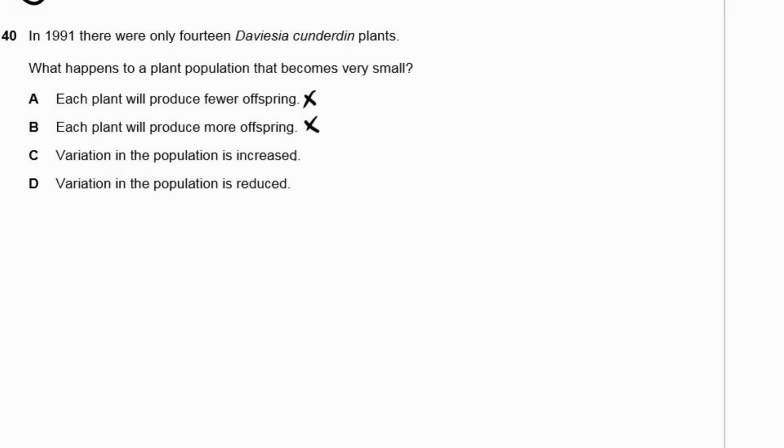Variation in the population is increased. No, they need more plants to produce more variation. So variation in the population is reduced? Yes. If there's not that many alleles to choose from, there's not going to be much variation. So the answer is D.